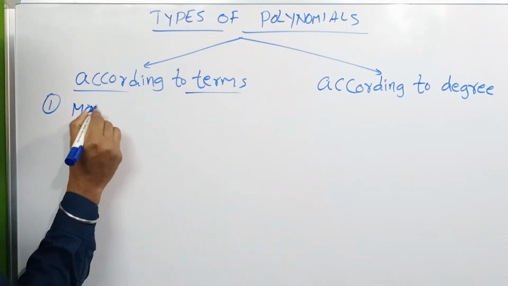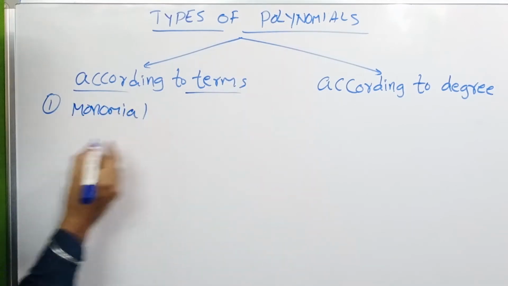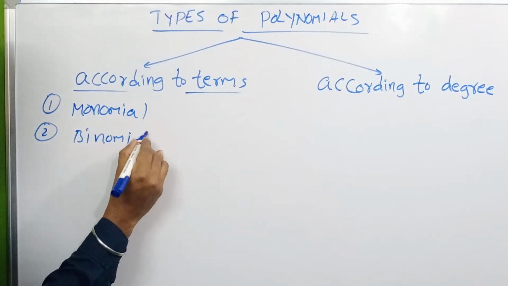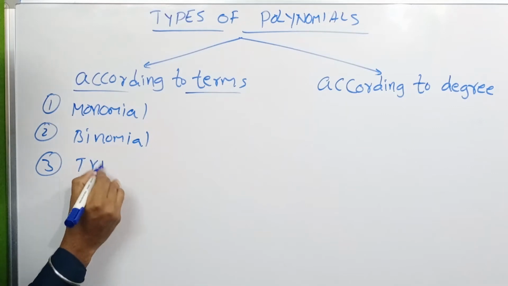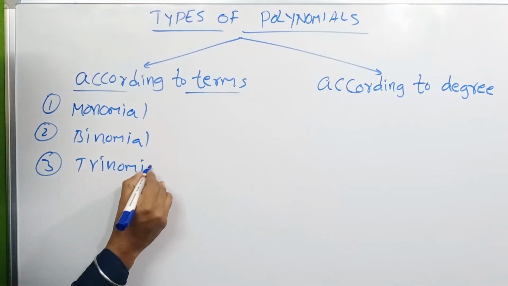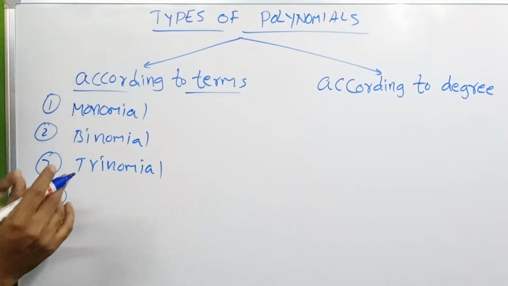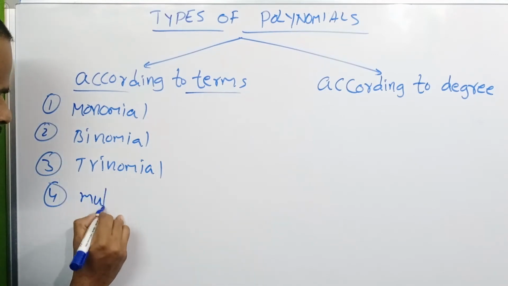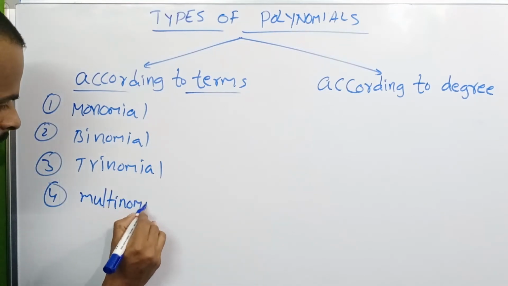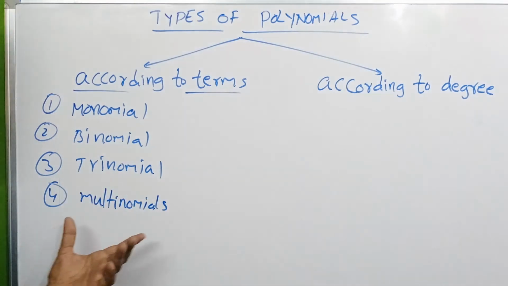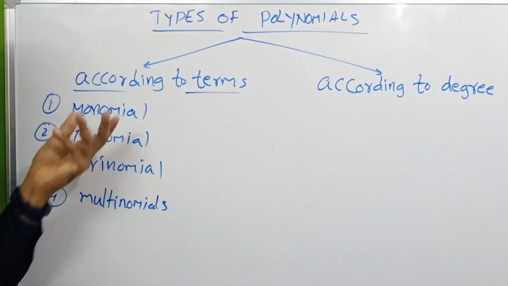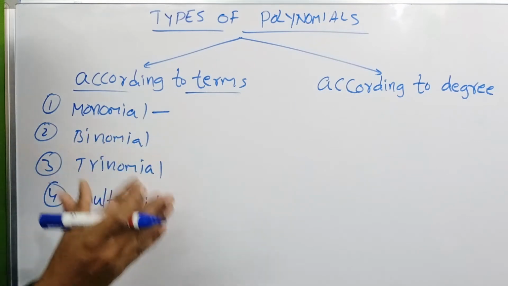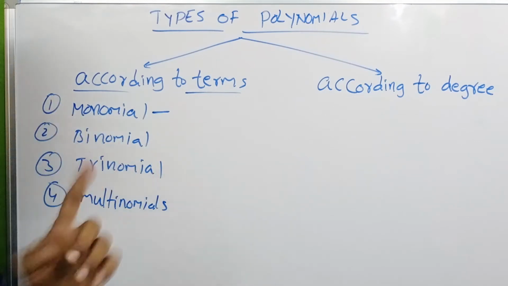First one is monomial, second one is binomial, third one is trinomial. If a polynomial having more than 3 terms, those are called multinomials. So generally those are called as multinomials. So what is monomial? Monomial means a polynomial having only one term.